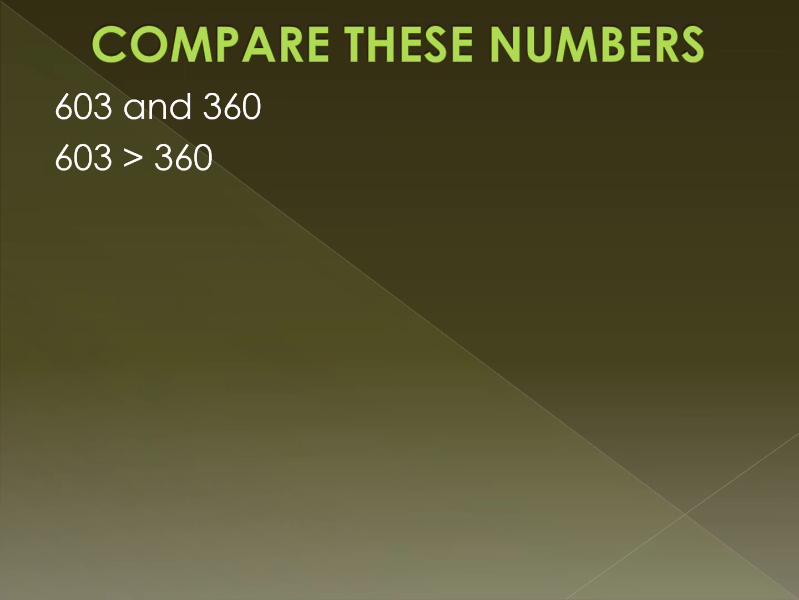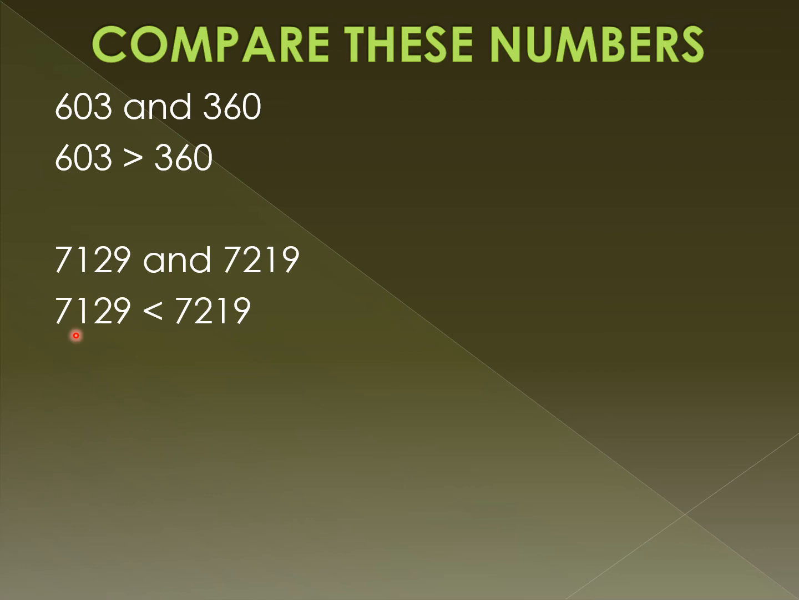Let's look at another example. Compare 7,129 and 7,219. So first step, we compare the leftmost digits. In this case, both the digits are 7. So we move on to the next digit. Here it is 1 and here it is 2. Clearly, we can see that 1 is less than 2. Hence, 7,129 is less than 7,219.